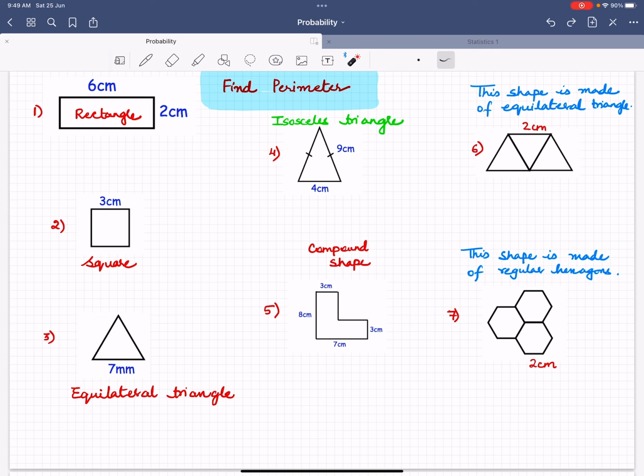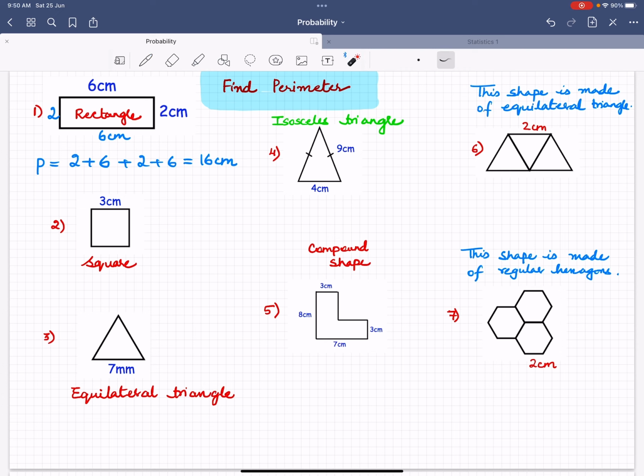So what is the property of a rectangle? In a rectangle, the length of opposite sides are equal. Therefore, if one side is given as 6 cm, the other side is also 6 cm. Also, if the other side is given as 2 cm, the length opposite to it is also 2 cm. So we have this length as 6 cm and this length as 2 cm. Hence we can find the perimeter by adding the length of all the sides. So the perimeter is equal to 16 centimeters.